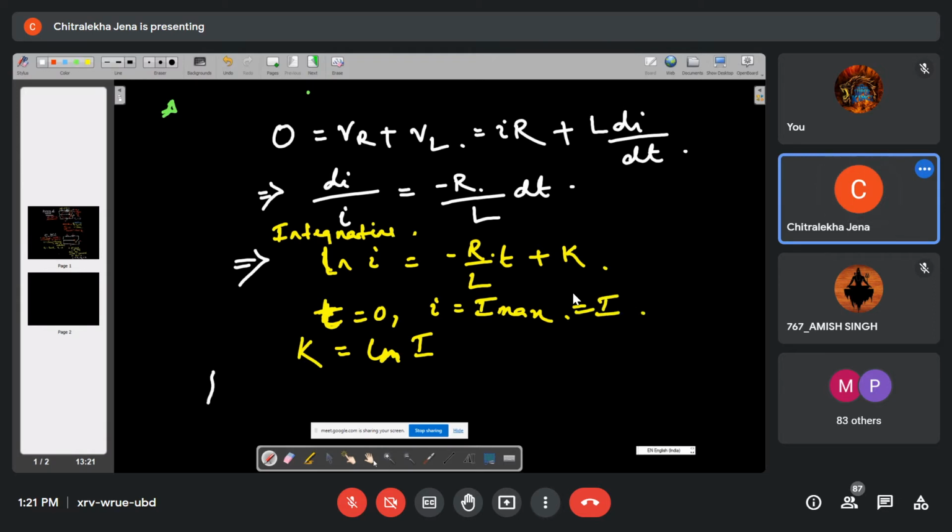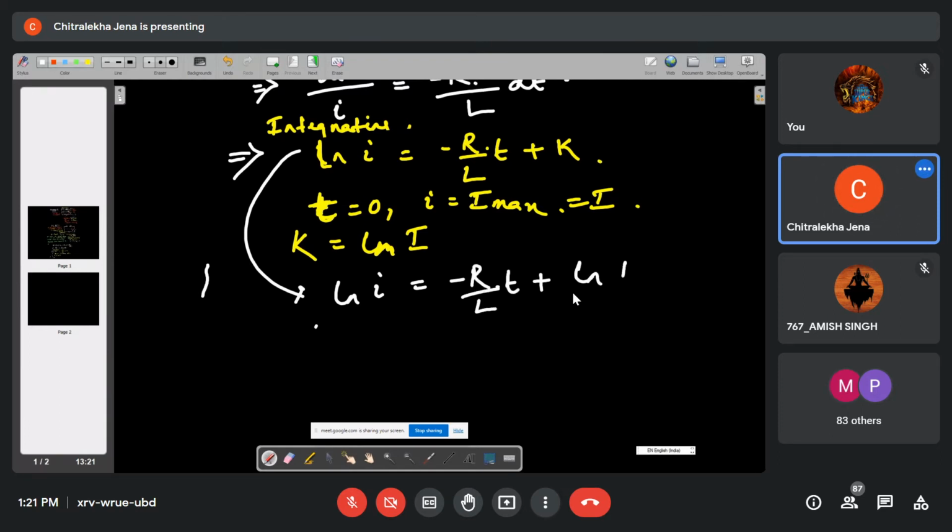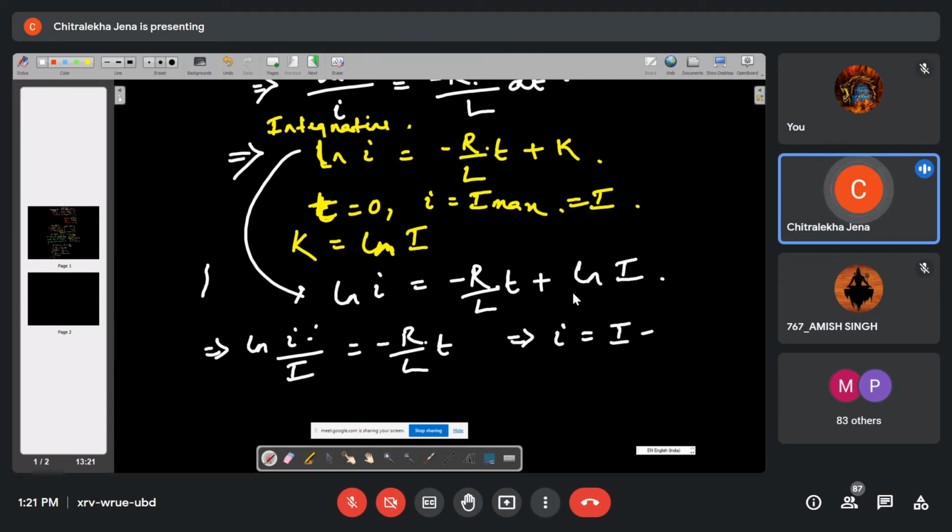Got it or not, all of you? So now you will substitute in this equation. You are getting ln i is equal to minus R by L into t plus ln capital I. Or this implies ln (i by I) is equal to minus R by L into t. Or this implies how much? i is equal to capital I to the power how much? Minus R by L into t.